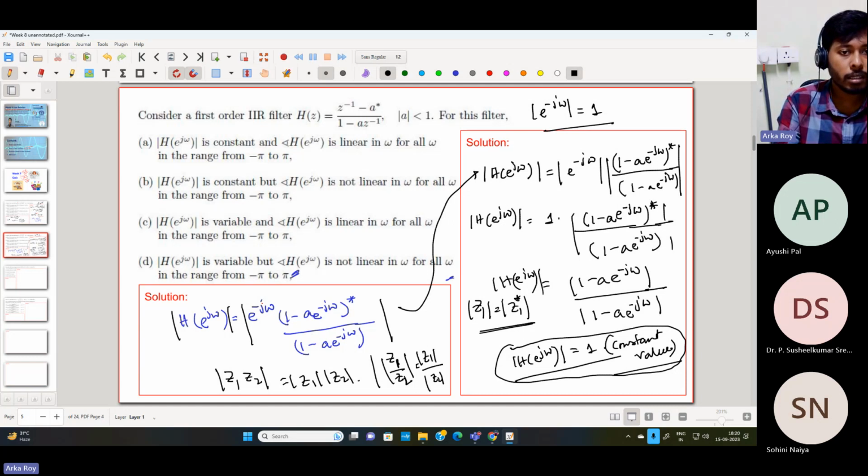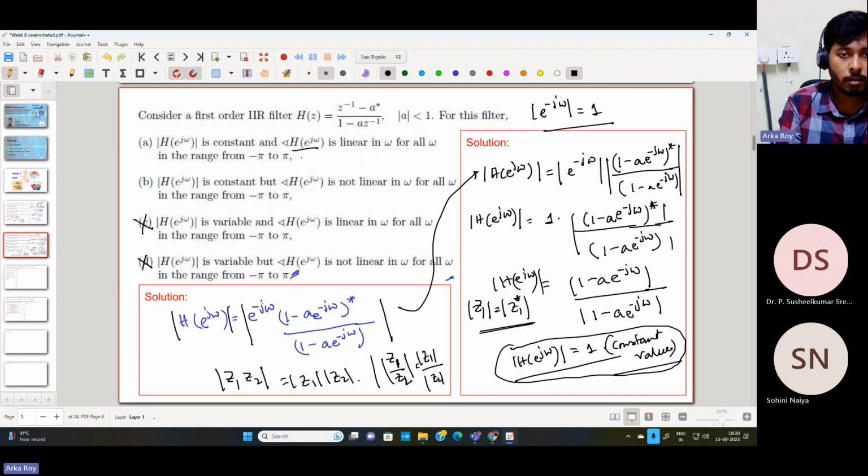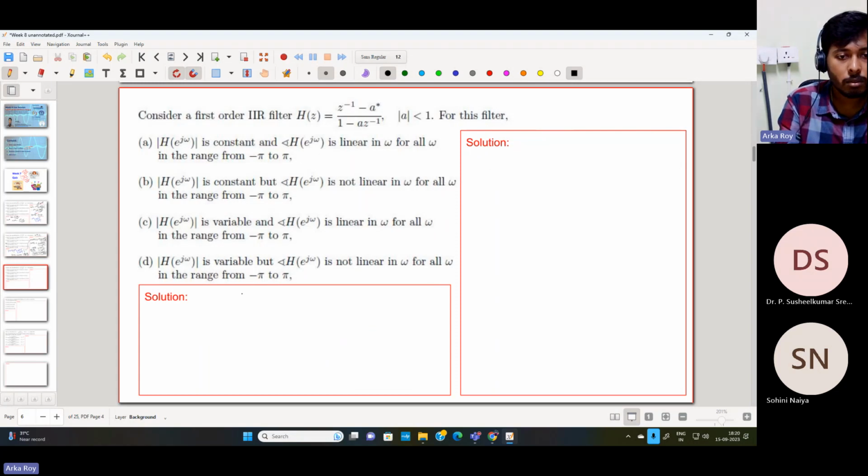So options A and B are basically satisfying that H(e^{j omega}) is constant. Options C and D are already nullified. Now we need to talk about the characteristics of the phase of this filter response. So to calculate the phase response, let me write the governing equation of H(e^{j omega}), that is e to the power minus j omega, multiplied with 1 minus a star e to the power j omega, and then 1 minus a e to the power minus j omega.